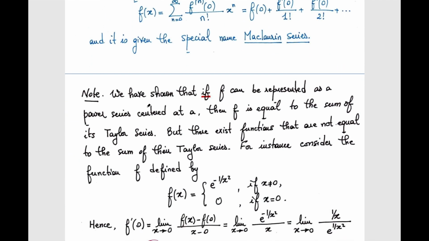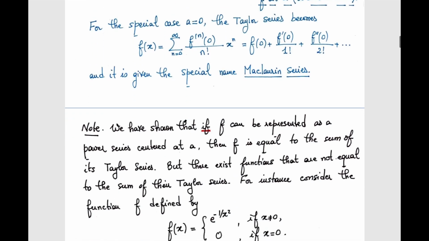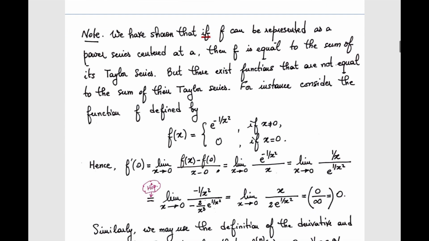So let's summarize what we have. We've shown that if you suppose that the function f has a power series representation centered at a, then f is equal to the sum of its Taylor series, right? Very good. But there exists at least one function that's not equal to the sum of its Taylor series. For instance, consider the following function.